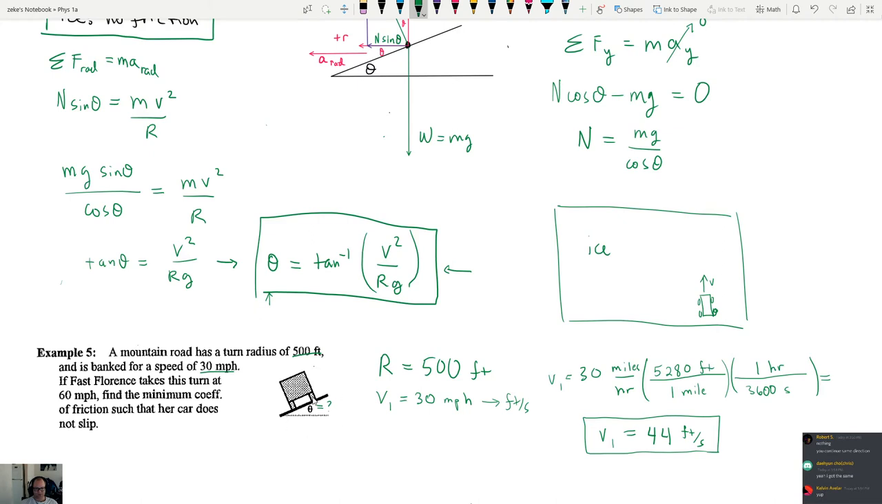And our goal now is to figure out the angle, because it's a mountain road, turn radius 500 feet, banked for this speed. That's going to allow us to find this angle right here. So our angle theta should be equal to the arctangent of V squared, which is 44, divided by the radius of the turn, which is 500 feet, multiplied by gravity. I need everything to be in feet per second, so for gravity I need feet per second squared. The acceleration due to gravity in English units is 32 feet per second squared. And if I did everything right, the units should perfectly cancel out. The units in the numerator have feet times feet and seconds squared. So this allows us to find the angle. I think the angle is like 6 something.